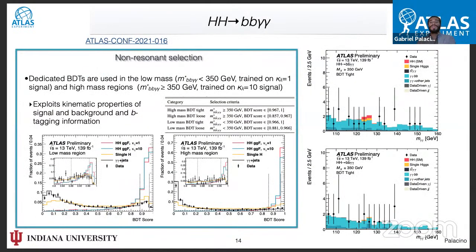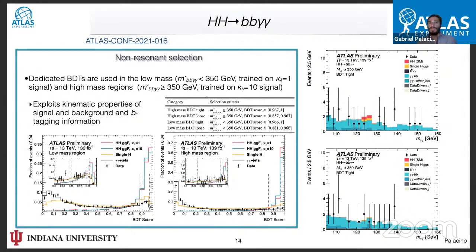So let's move on to the non-resonant selection. In this case, there were two BDTs that were implemented. There's one for low mass, which covers the range from 350 GeV and below. This was trained on kappa lambda equal 1, which is the standard model. And then there's a high mass region BDT that covers 350 and above. And this is trained on kappa lambda equal 10, which is harder than the standard model processes, and such. It's better for the high mass region.